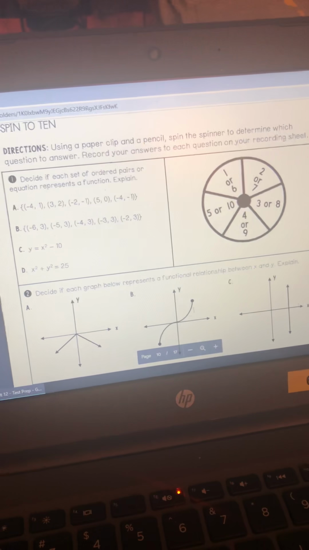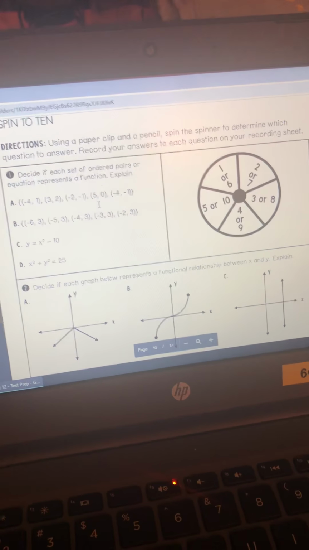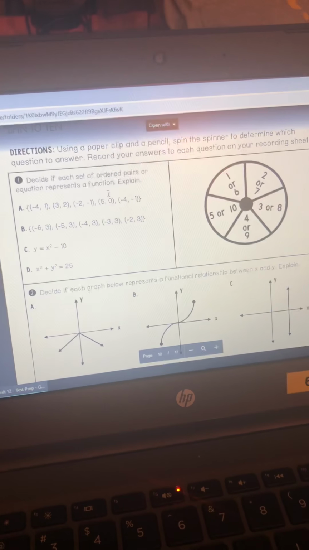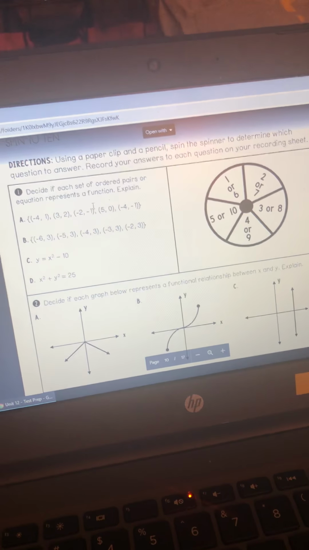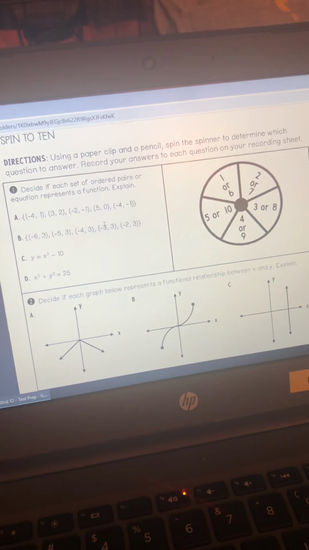All right, guys, this is Miss Burke here to help you a little bit with the activity for, I believe, module 4. It's the one that has the spin to 10. Again, I'm kind of doing it from my computer. I didn't print it out, so just bear with me.